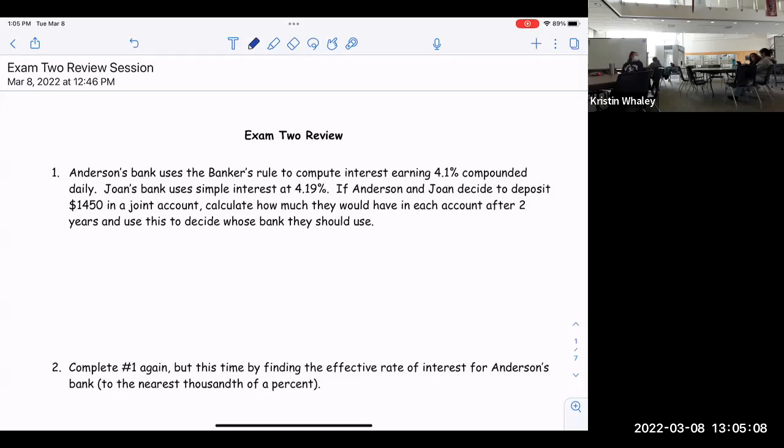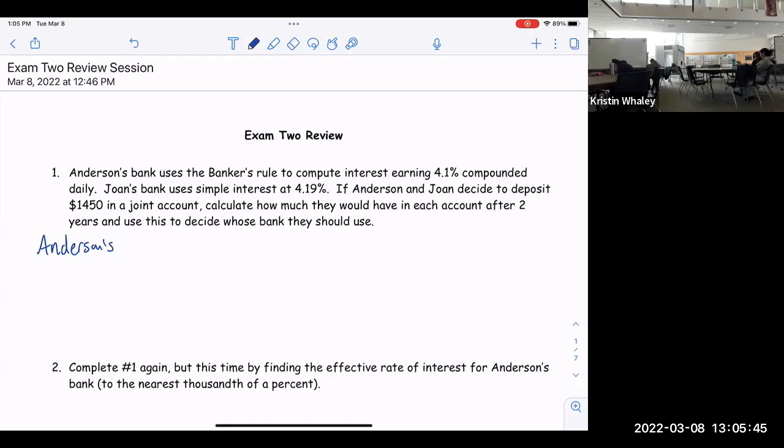So this problem just says Anderson's Bank uses the banker's rule to compute interest earning 4.1% compounded daily. And Jones Bank uses simple interest at 4.19%. So if Anderson and Jones decide to deposit $14.50 into a joint account, calculate how much they would have in each account after 2 years, and then use this to decide which bank they should use. So we're basically going to do this separately for each bank. Let's start with Anderson.